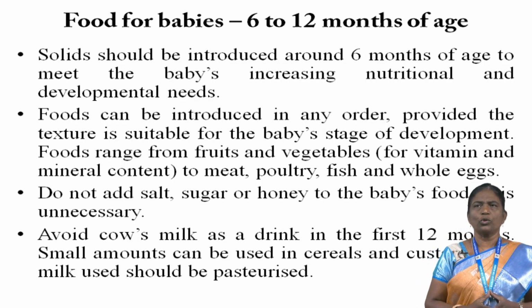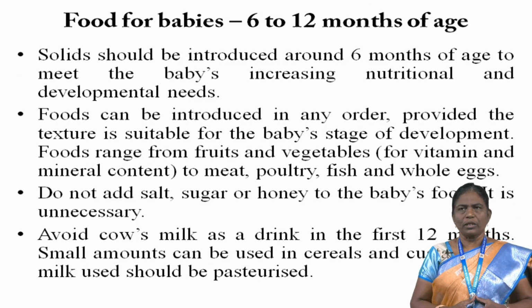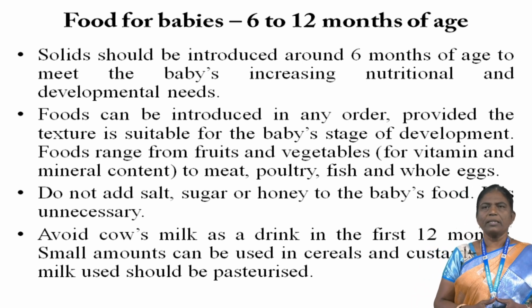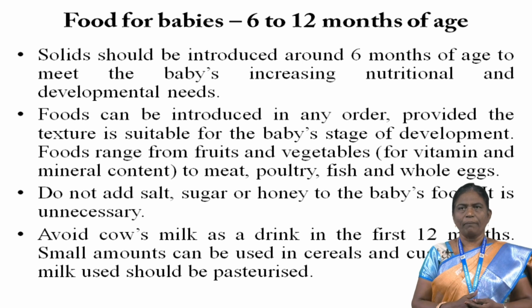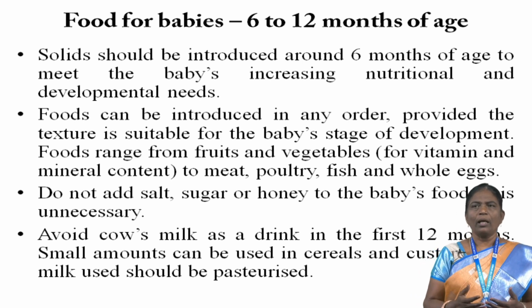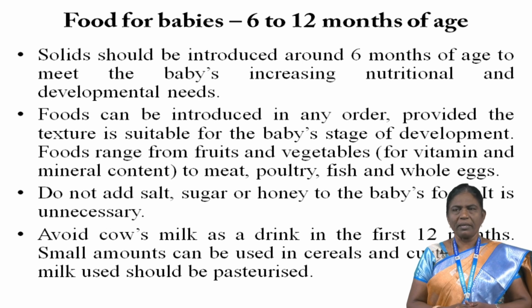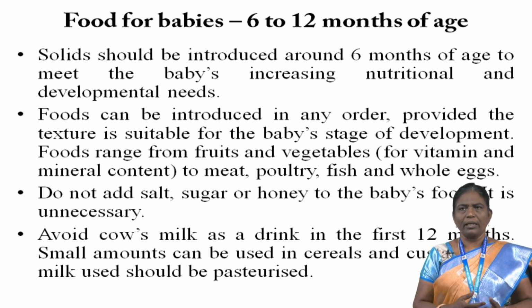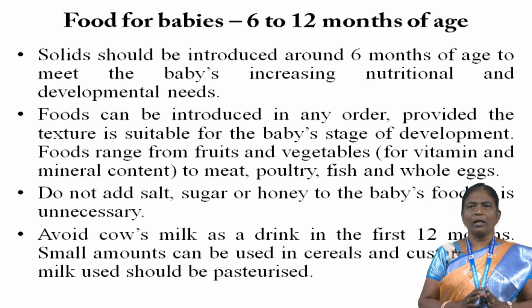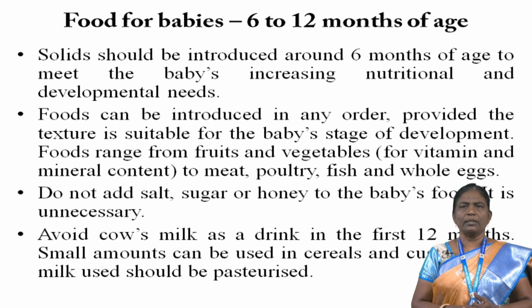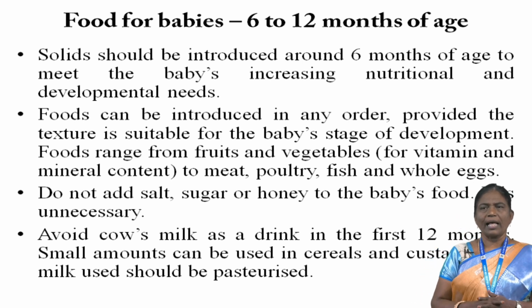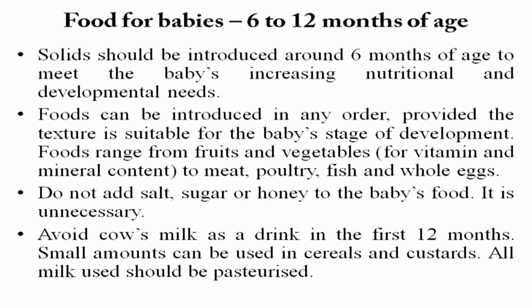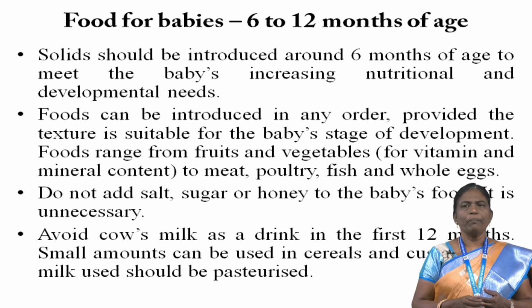Foods for babies 6 to 12 months of age. Solids should be introduced around 6 months of age to meet the baby's increasing nutritional and developmental needs. Foods can be introduced in any order provided the texture is suitable for the baby's stage of development. Foods range from fruits and vegetables to meat, poultry, fish and whole eggs. Do not add any sugar, salt or honey to the baby's food. It is unnecessary. Avoid cow milk as a drink in the first 12 months. Small amounts can be used in cereals and custards. All milk used should be pasteurized.